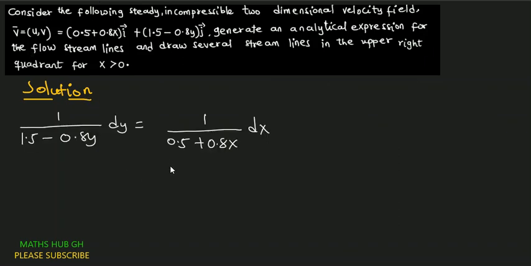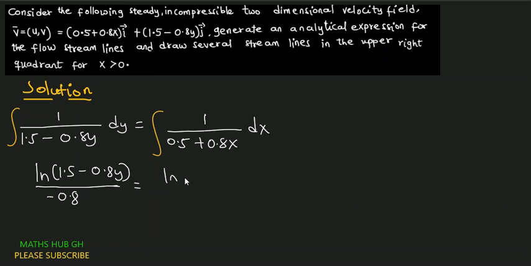Okay guys, so to solve this equation, you are going to integrate both sides. So find the integral of this expression, also the integral of this. So if you do the integration, you are going to have on the left hand side ln of (1.5 − 0.8y) divided by −0.8, and then on the right hand side you will have ln of (0.5 + 0.8x) divided by 0.8. Then you now bring the constant of integration, which will be C naught.